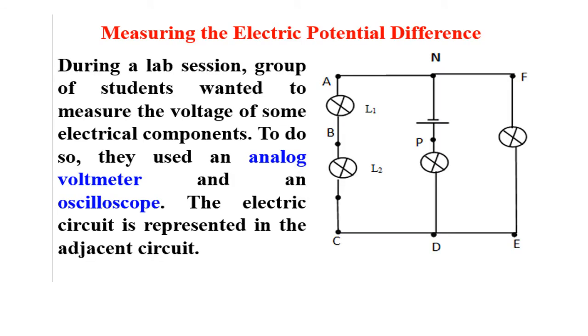Kindly look at this circuit. It is a circuit made up of an electric generator and four bulbs. Two bulbs are in the branch AC. One bulb is in series with the generator in the branch ND, and another bulb in the branch FE.